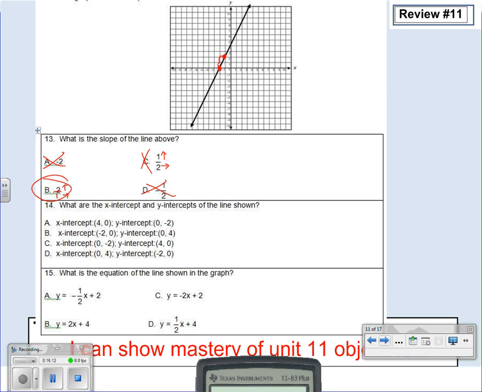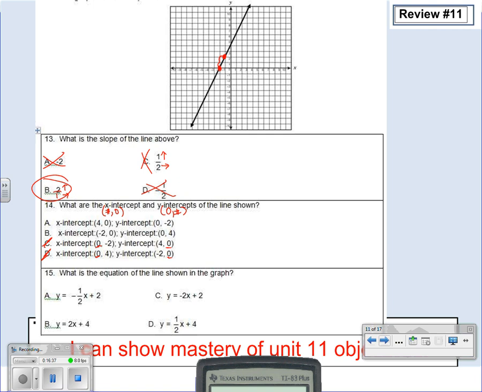14. The x-intercept and the y-intercept of the line shown. Remember the x-intercept, I'm going to have some number for x, but y will be 0. The y-intercept, x is 0, and I'll have some number for y. So just based upon that, we can get rid of C and D because C and D both have the x-intercept with the zeros in the wrong spot and the y-intercept with the zeros in the wrong spot.